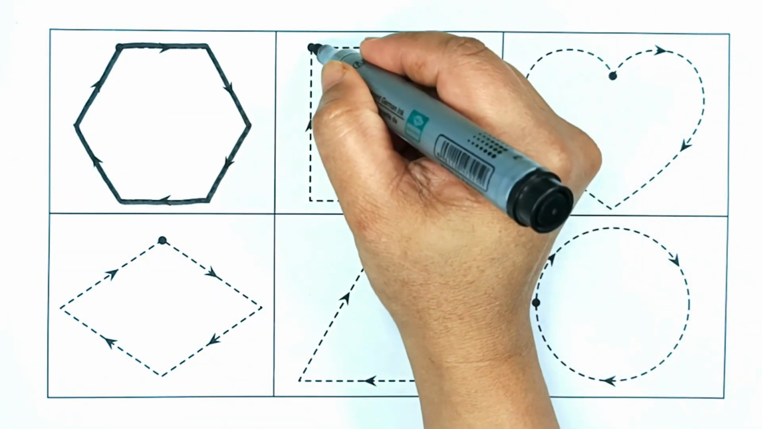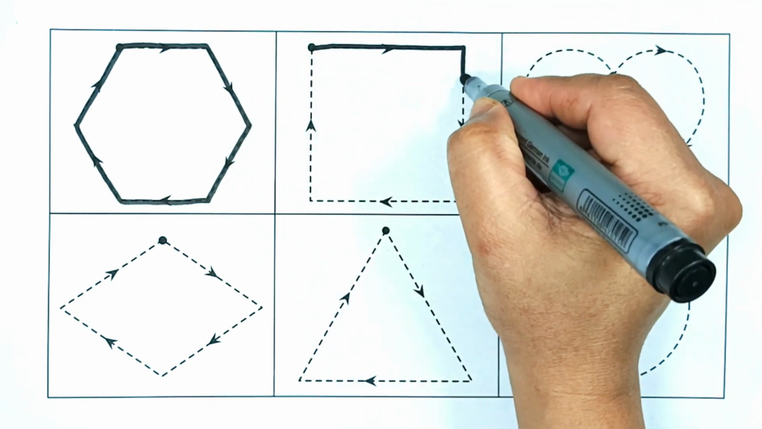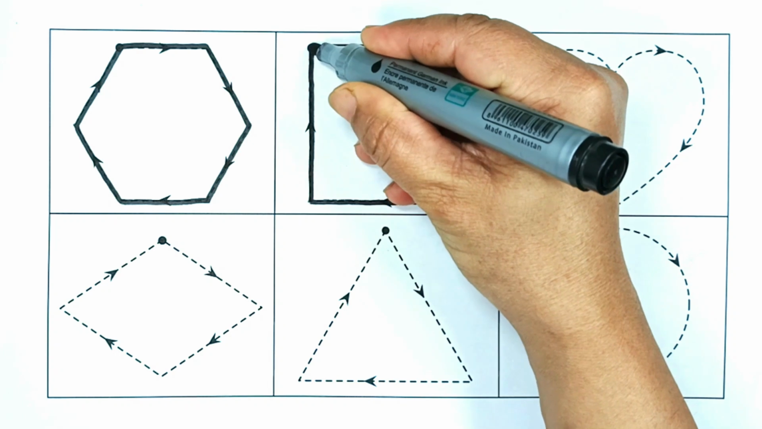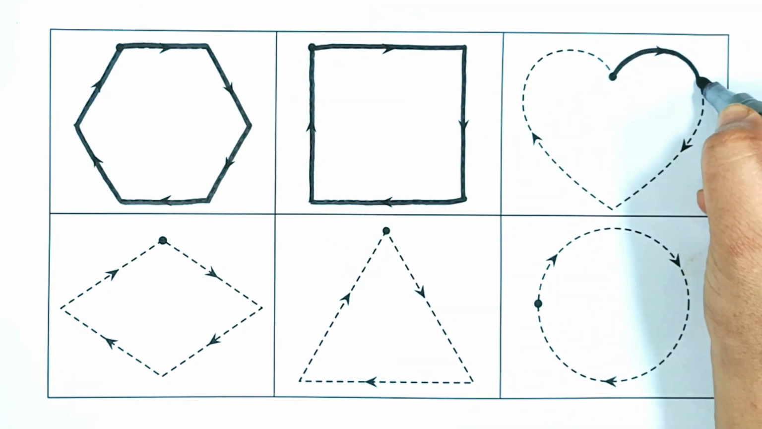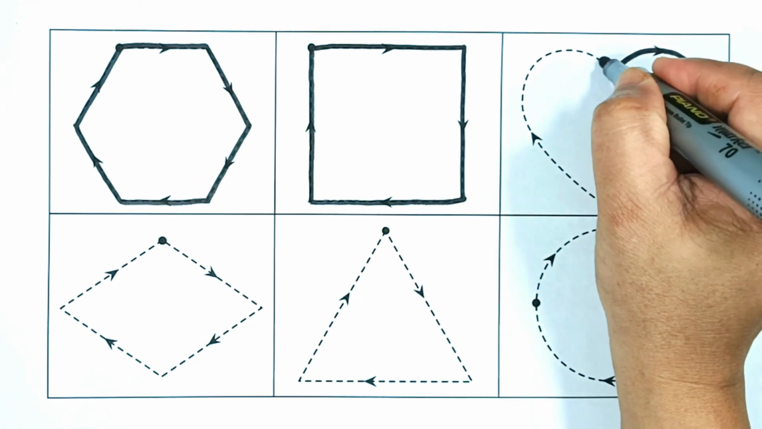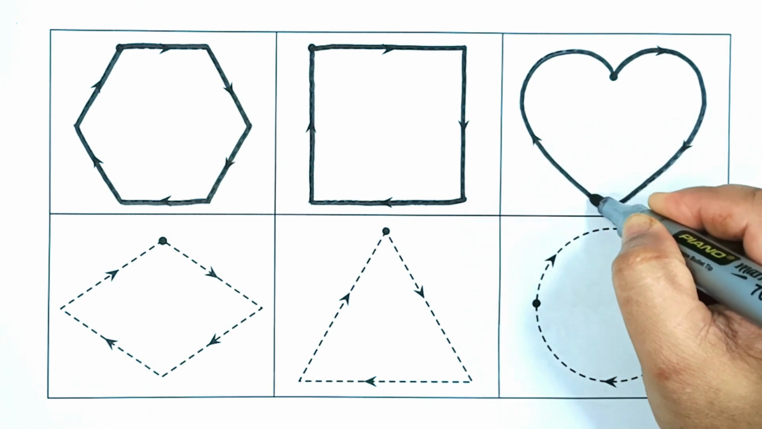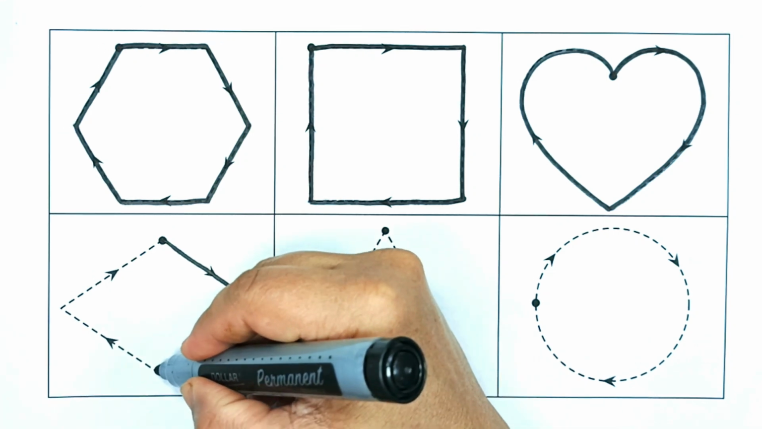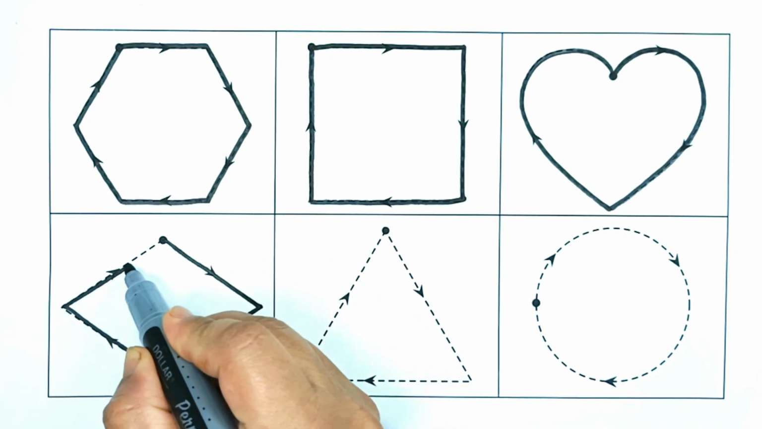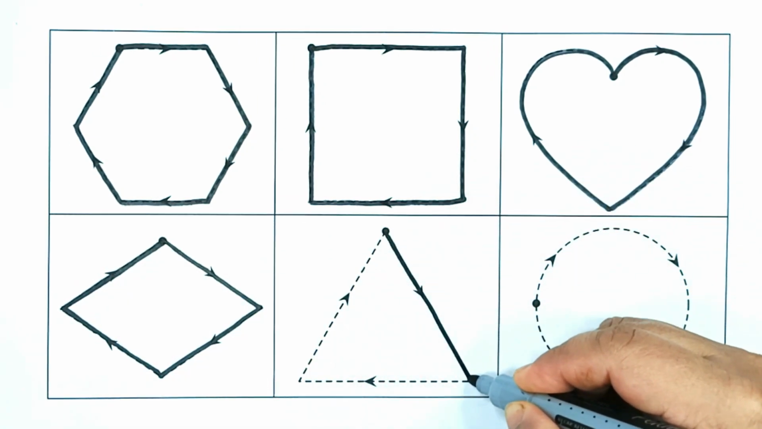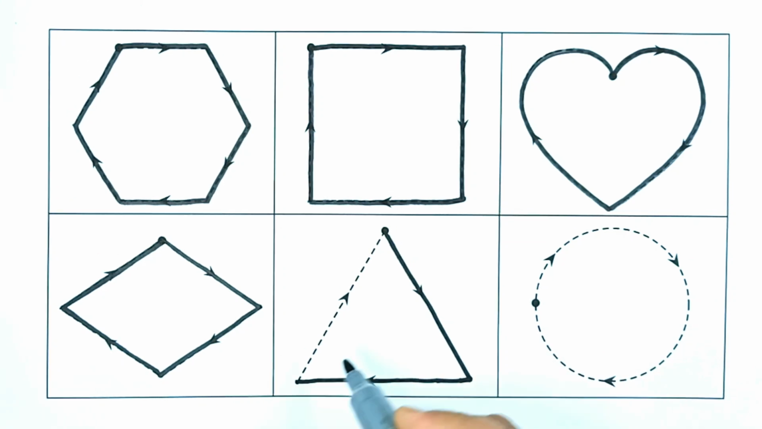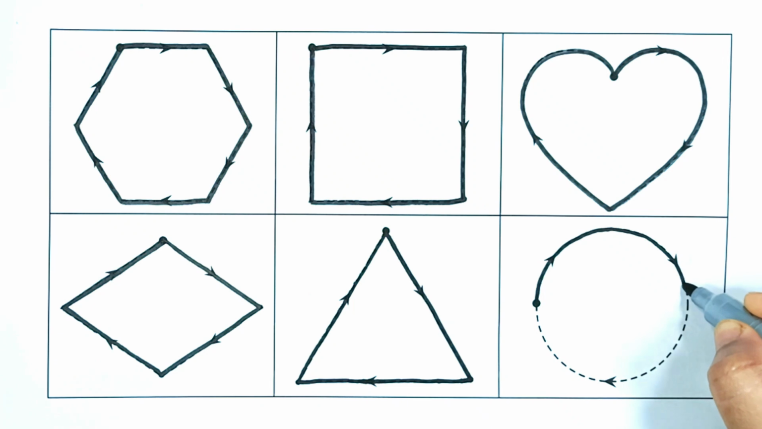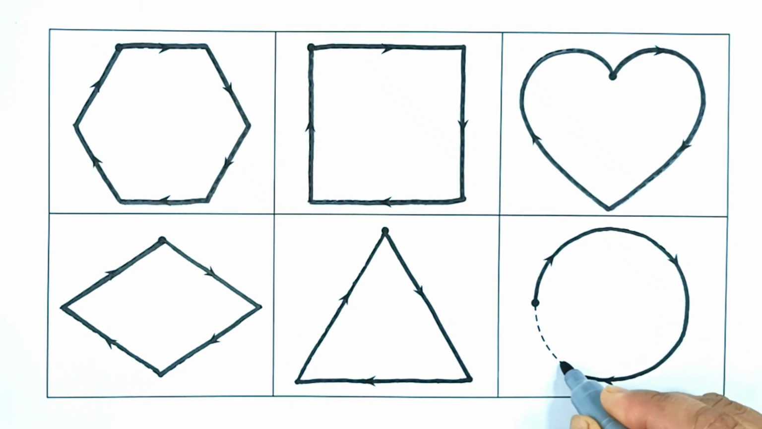Hexagon, square, heart, rhombus, triangle, circle.